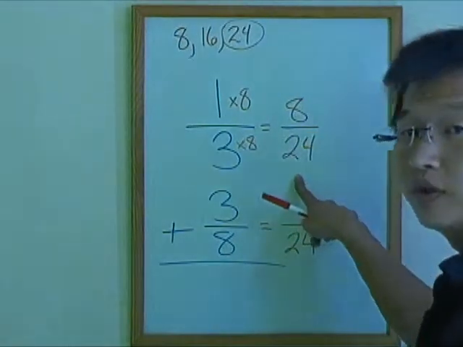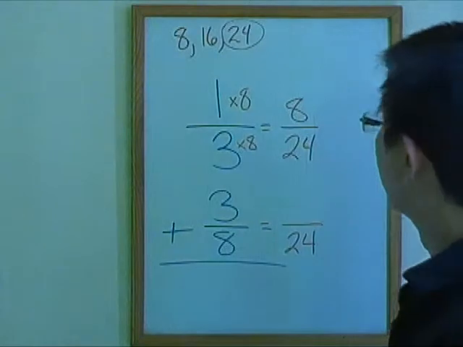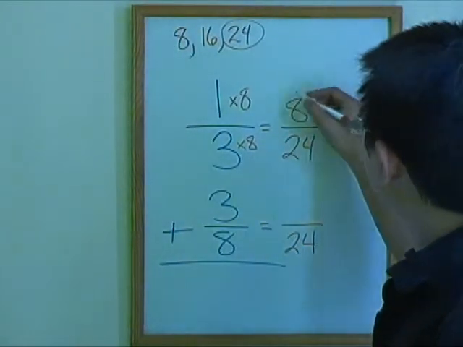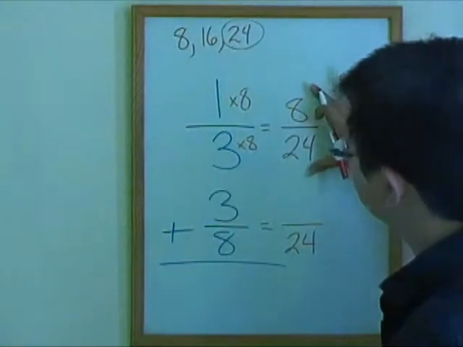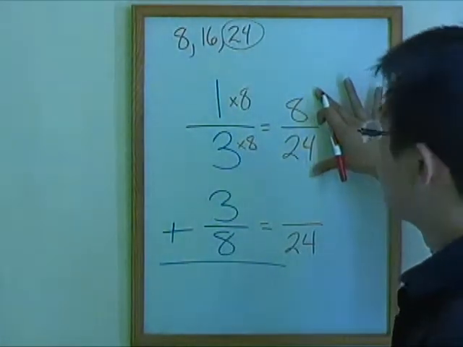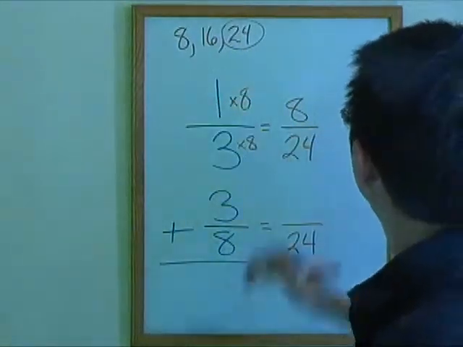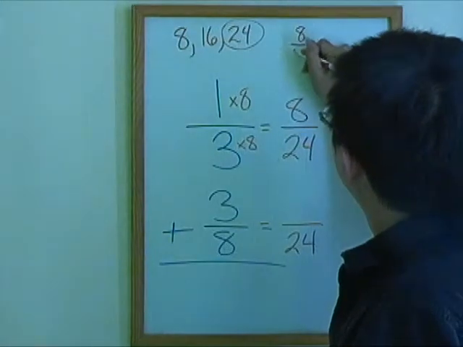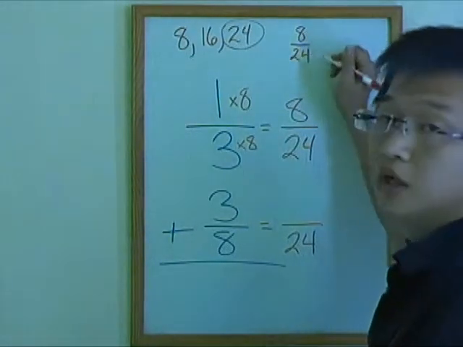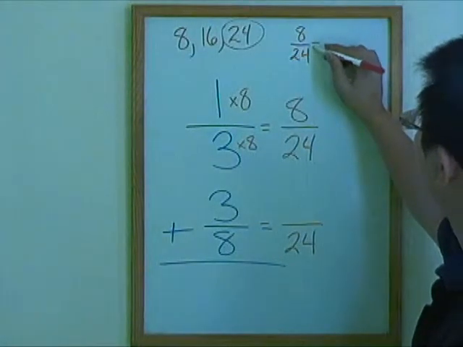Now if you're not sure if you did it right or not, you can always check by reducing, okay? So we're going to take this fraction. We're going to step away from this problem for a minute, and we're just going to take this fraction to make sure that we did it right and to make sure that 8 over 24 really does equal 1 over 3. So I can take 8 over 24 and I can reduce that.